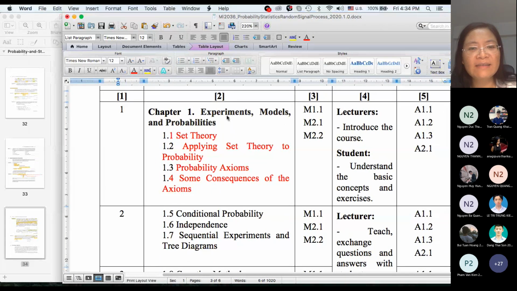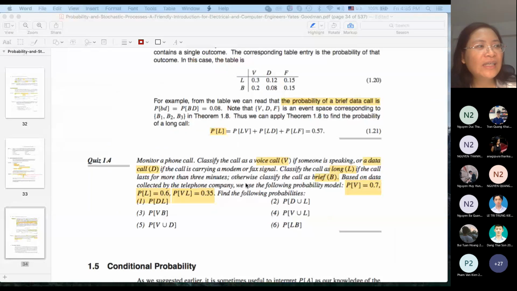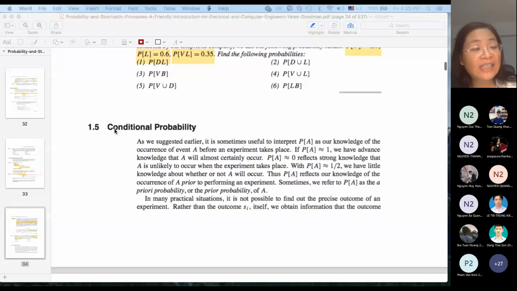You see that I have just finished 1.1 to 1.4. Now I need the time to give you the lecture about 1.5, conditional probability. Okay, I can't wait. Next lesson, lesson 5, conditional probability. The 5 students left, I will check in 30 minutes.